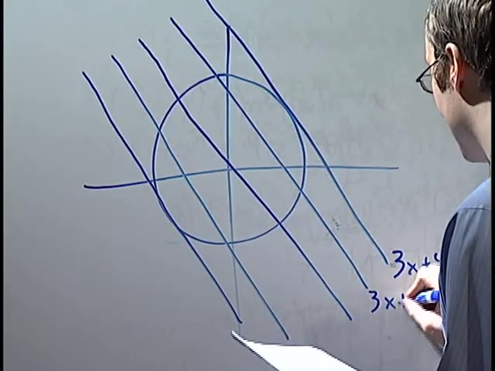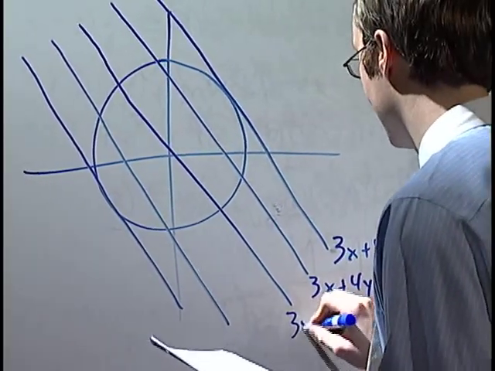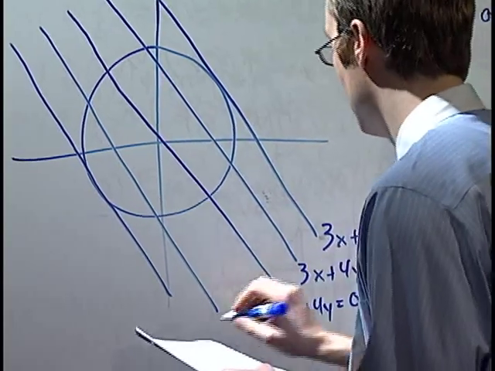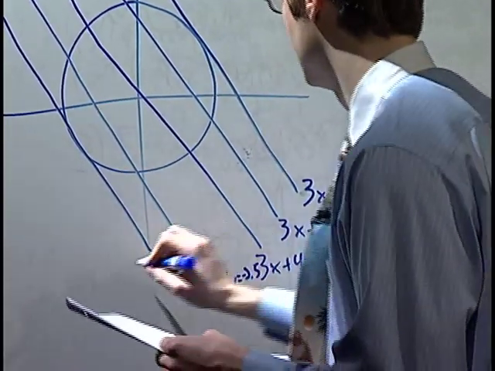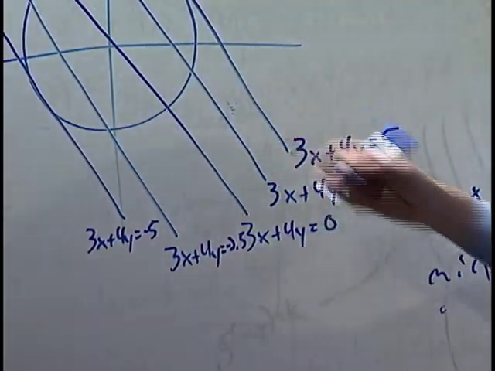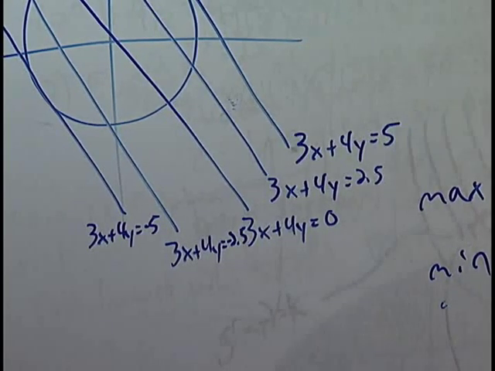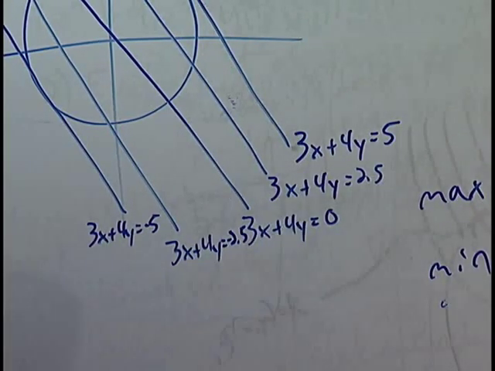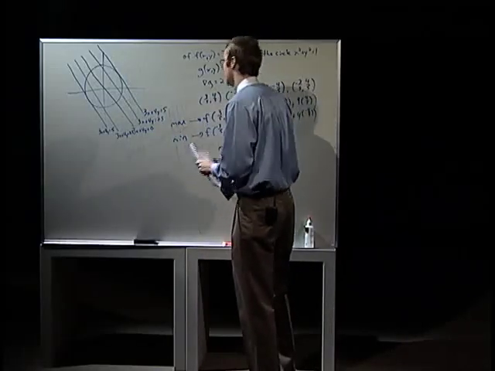This is the line 3x plus 4y equals, I don't know, 2.5. 3x plus 4y equals 0. 3x plus 4y equals negative 2.5. 3x plus 4y equals negative 5, right? Those are all level curves of f, where f is equal to a constant. Let me mark off these points.